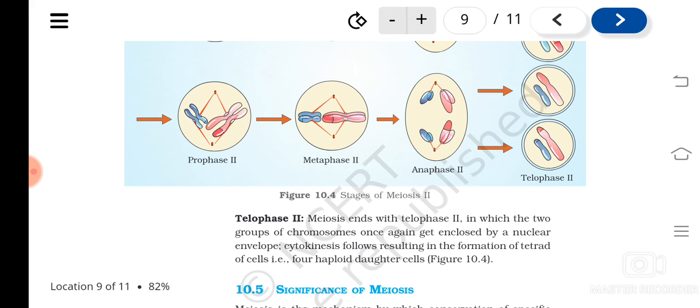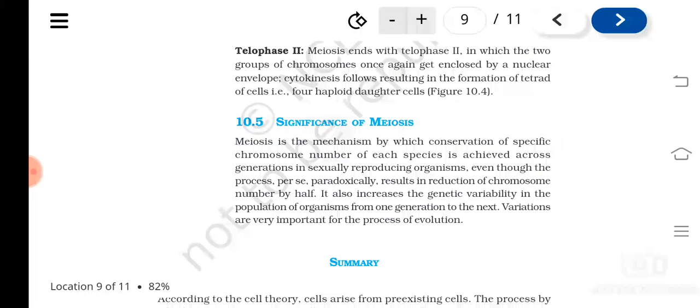Now telophase 2. Meiosis ends with telophase 2, and again the two groups of chromosomes get enclosed by a nuclear membrane, followed by cytokinesis. Cytokinesis will result in the formation of 4 haploid cells. So this is the significance of meiosis.